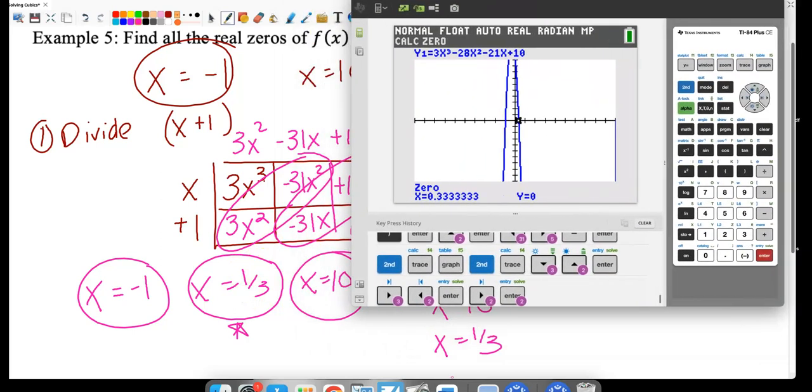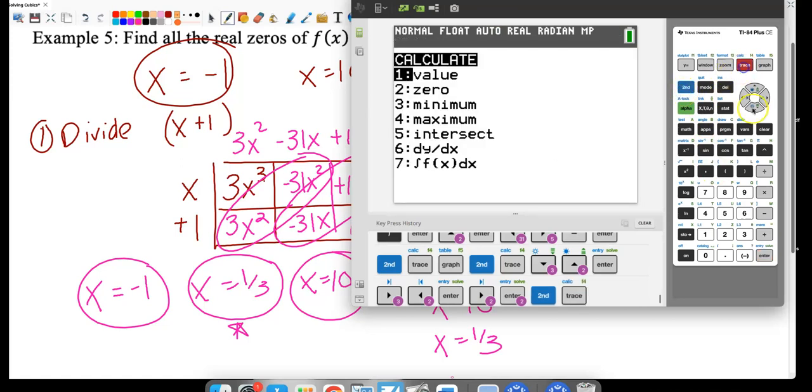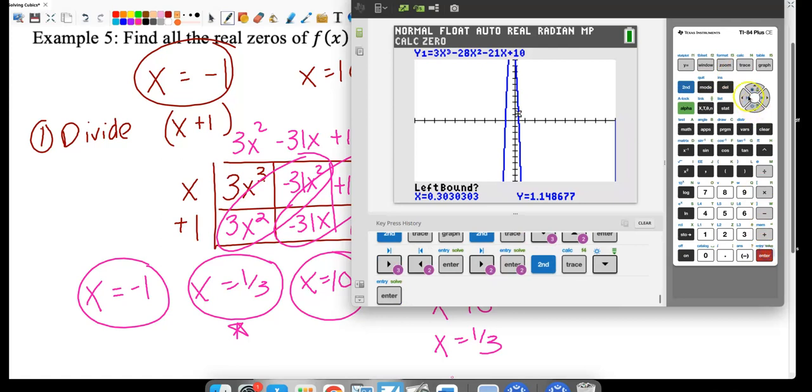I repeat, don't do any of that. Your calculator can do it for you. So again, second trace, you're looking for the 0. Make sure it's to the left of your x-intercept, and then to the right, and hit enter one more time, and it'll do it for you.